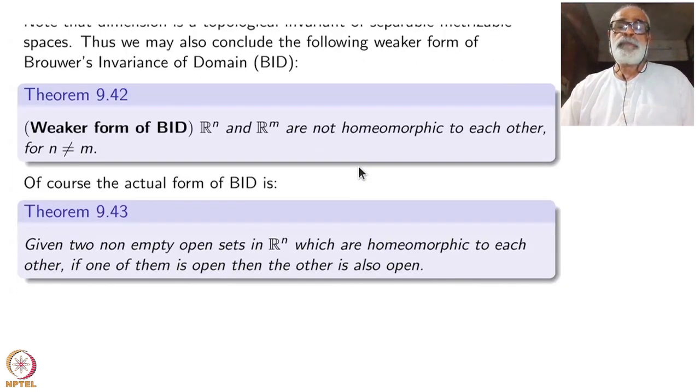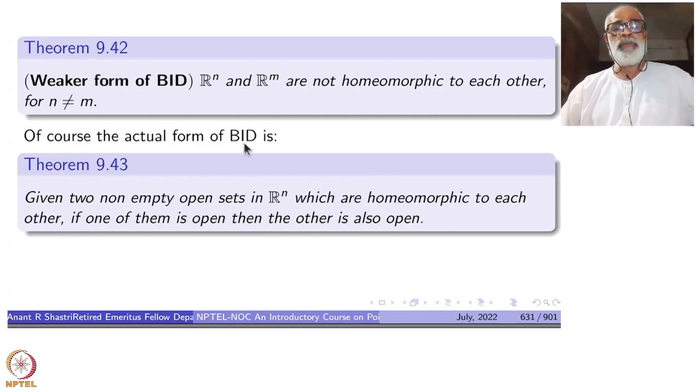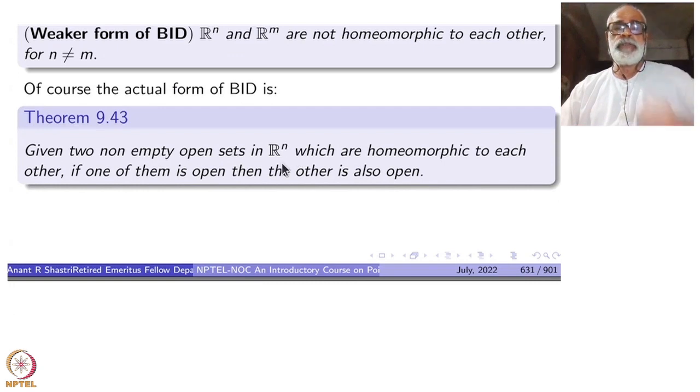Of course, the real Brouwer's invariance of domain is the following, which is a stronger form of this one, namely, take any two non-empty subsets of Rn. Suppose they are homeomorphic. Then, if one of them is open, the other one is also open. And that is why the name invariance of domain. The word domain was used more often than just open subsets in the older days. So, being open is the same thing as being a domain, and that is an invariance. That is why it is called the invariance of domain theorem. Unfortunately, we are not able to touch this one. So, we have come very close, but there is still a big gap here.